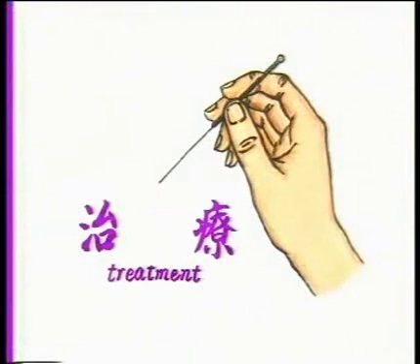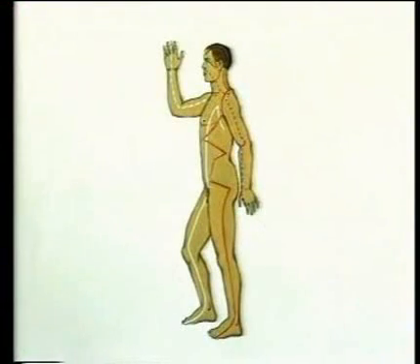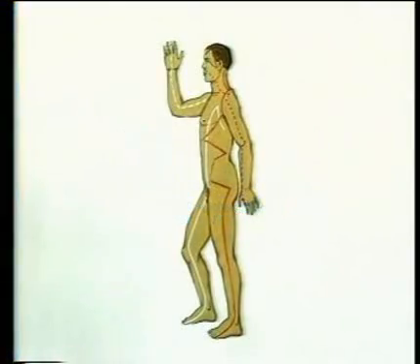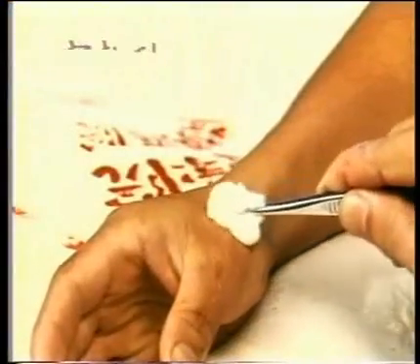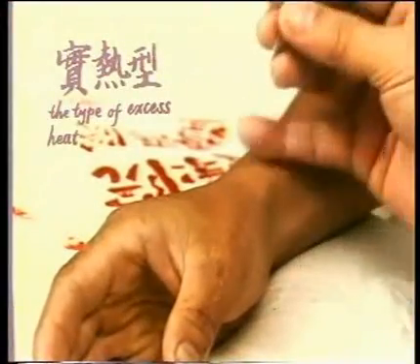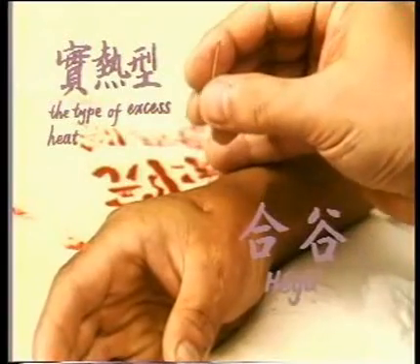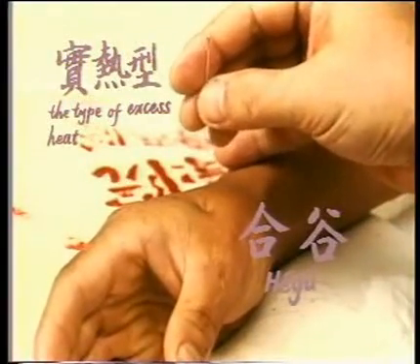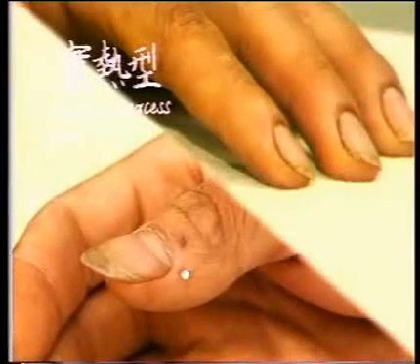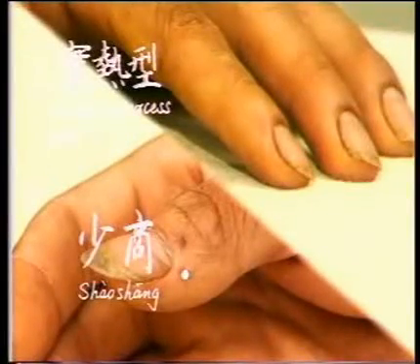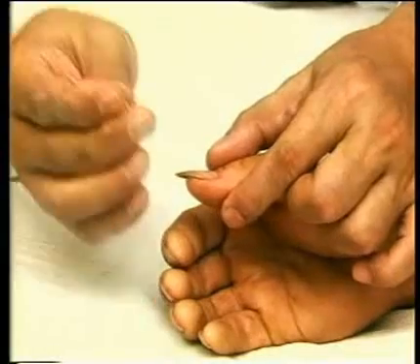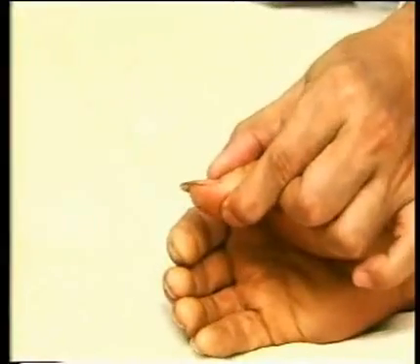Treatment. Body acupuncture. For excess heat, Hegu, large intestine 4, the source point of the hand Yangming meridian is located. Puncture 0.5 to 1 Cun perpendicularly. Locate Shaoshang, lung 11, and Shangyang, large intestine 1, and puncture them to deplete and disperse heat and relieve the pain.